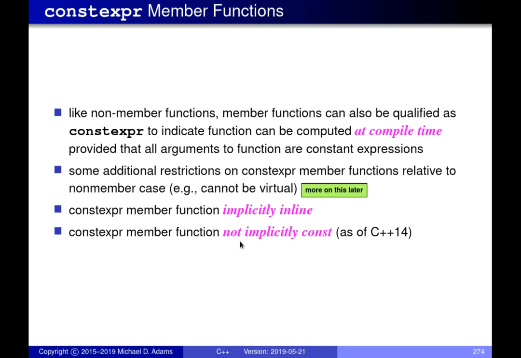I believe actually in C++11, where this feature was introduced in the language, they made constexpr imply const for member functions, and then they realized after the fact, oops, this is a mistake, because there's lots of reasonable things you'd want to do that we can't do.